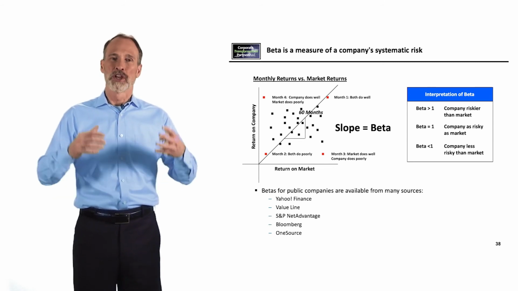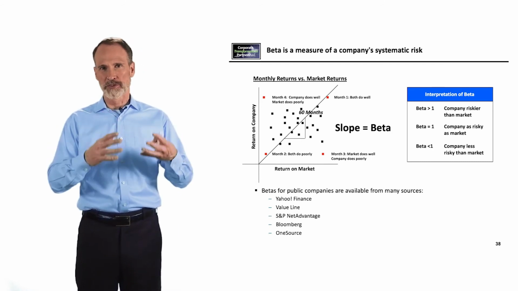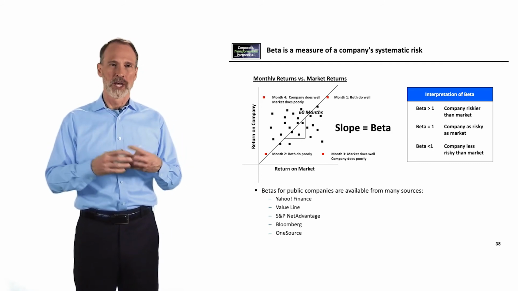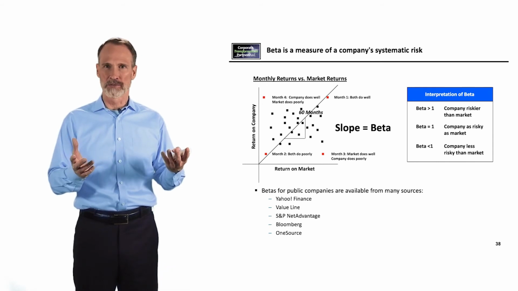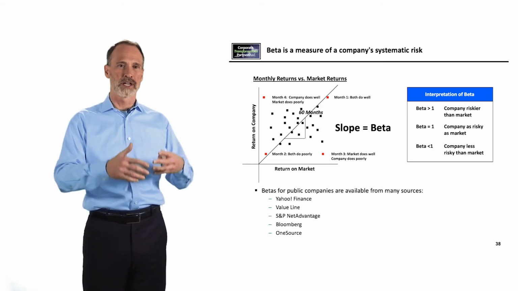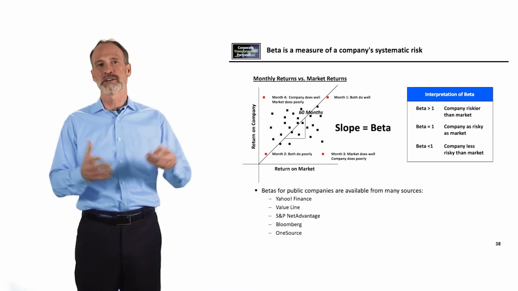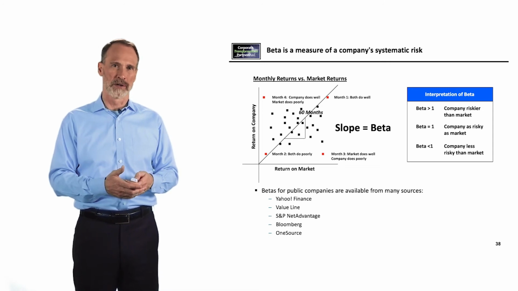The good news is you can use betas to calculate the systematic risk level for companies. And you can find these betas really easily these days. Just go online, go into Yahoo Finance, you can look at Value Line, you can look at S&P, you can look at Bloomberg, you can look at OneSource. There's all kinds of appropriate sources out there for betas.